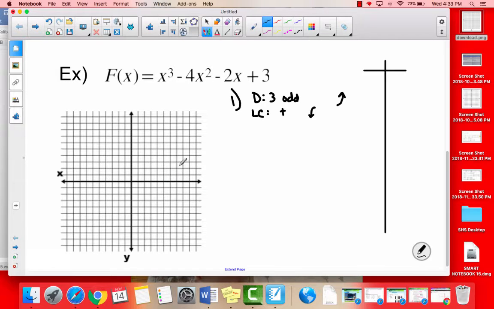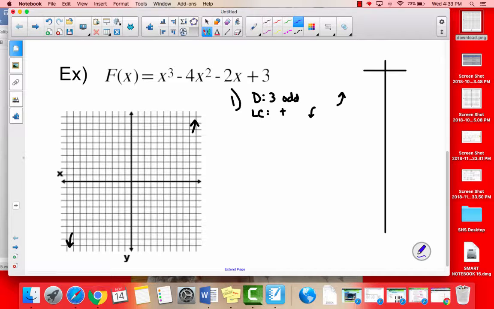So we know that our graph should end by going up on the right side, and on the left side, it should be going down. As it goes to the right, it goes up. As it goes to the left, it goes down. I always draw that out at first, just so you know that your graph is pointing the right direction when you're finished.